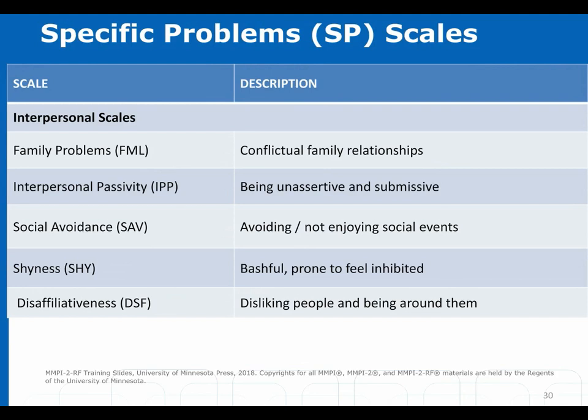The final 3 scales here, social avoidance, shyness, and disaffiliativeness, all have to do with social isolation. Social avoidance is avoiding and not enjoying social events. Often when there's an elevation on social avoidance, it's useful to look at shyness and disaffiliativeness as potential causes for that social avoidance. Shyness reflects social anxiety, and disaffiliativeness involves disliking people and being around them. So these are 2 different reasons why an individual may avoid being around others.